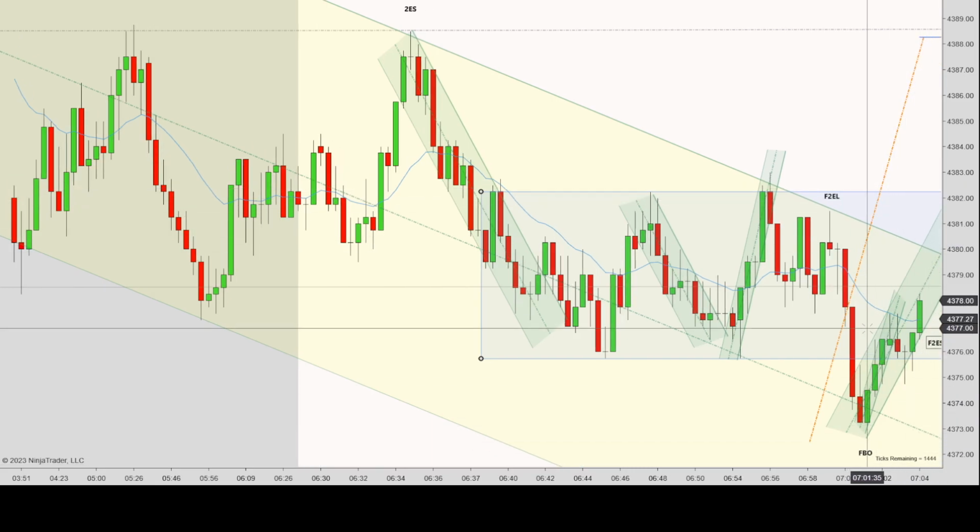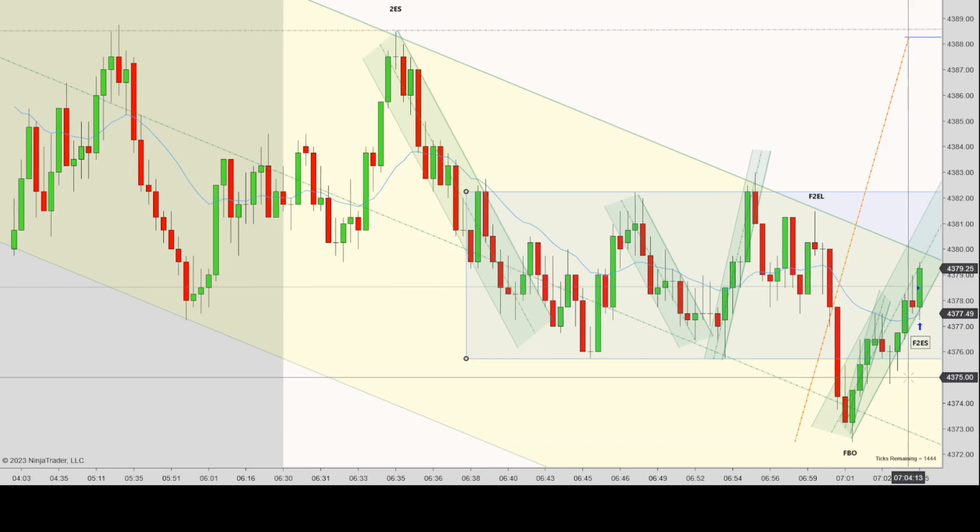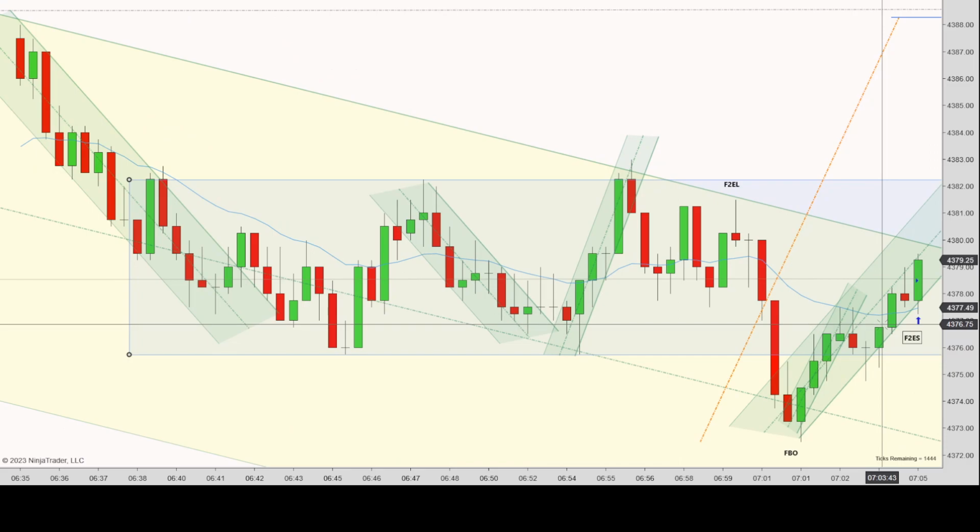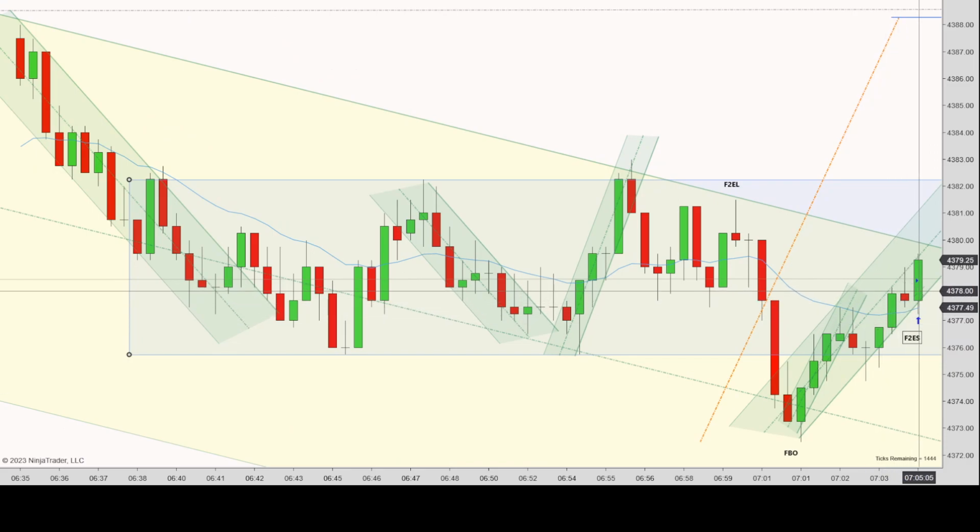Then it makes a new low. It's a first entry short. Then it creates a second entry short. Now, I actually entered this on the engulfing bar because when this opened here, it ticked one tick below here, and it just kind of chopped around.